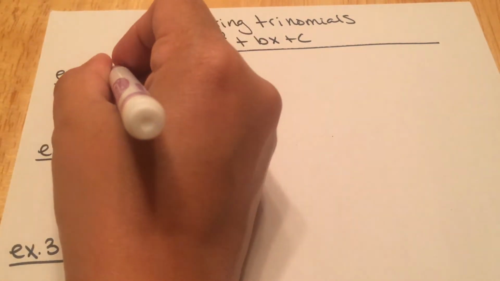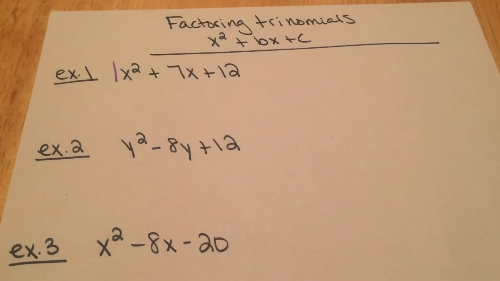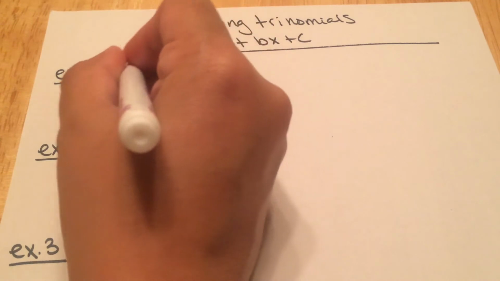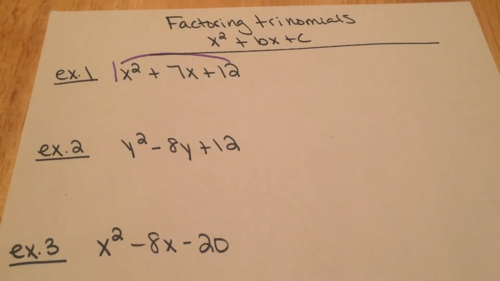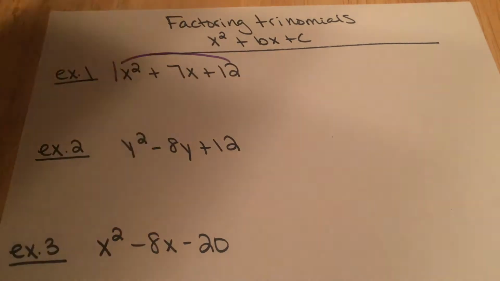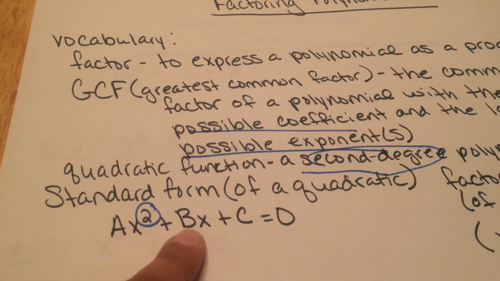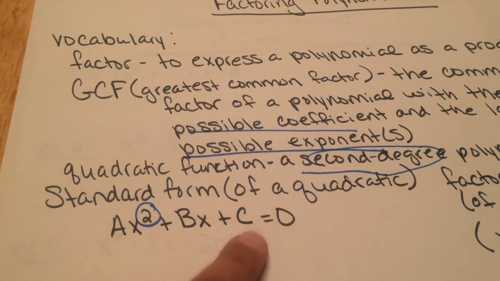Now, the first thing I want to remember is that my coefficient that I don't see in front of that x is 1. This is really important. So if we remember, when we started talking about quadratics, we said that standard form of a quadratic was ax squared plus bx plus c. Note that a is our coefficient in front of our x squared, b is our coefficient in front of the x, and c is our constant, just that number that's hanging out.